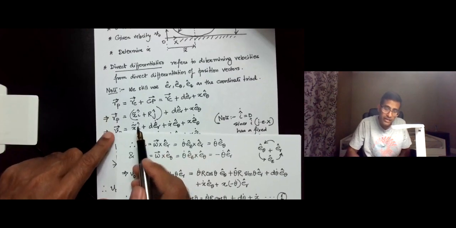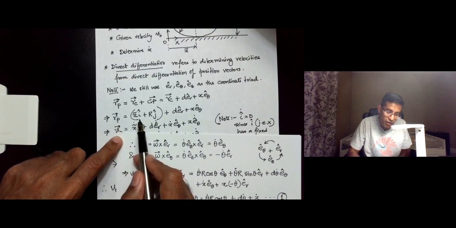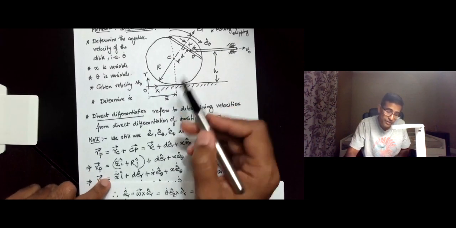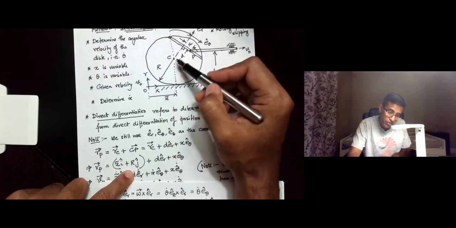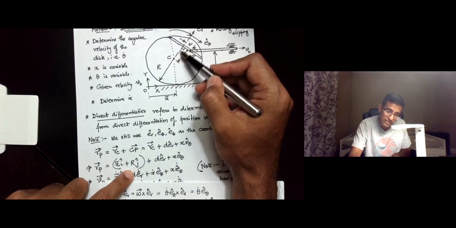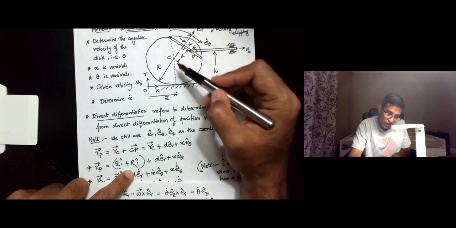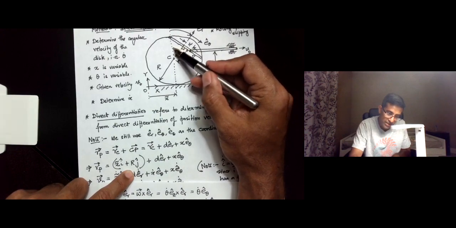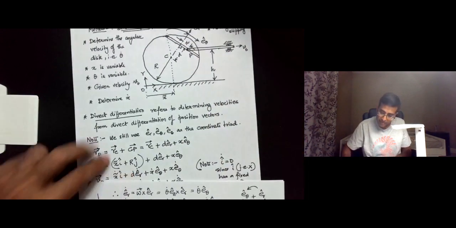If you consider the point P, then the height of the point P can be found by noting that the point C is at a distance r from the ground. Then you go by a distance d in this diagonal direction, and then you go by a distance x along the slot. So the vertical distance that you go from the ground to P is r plus d cosine theta minus x sine theta.